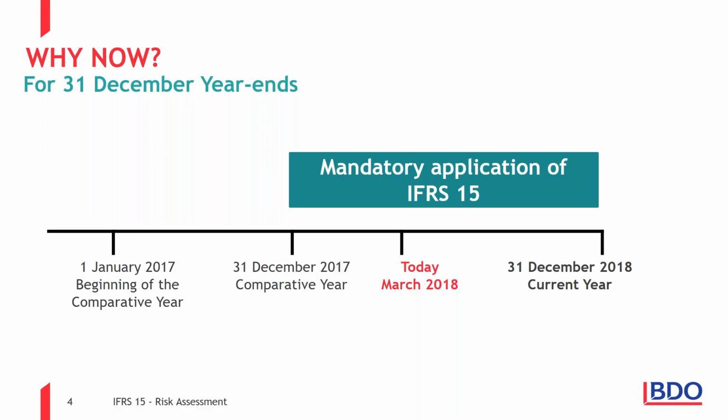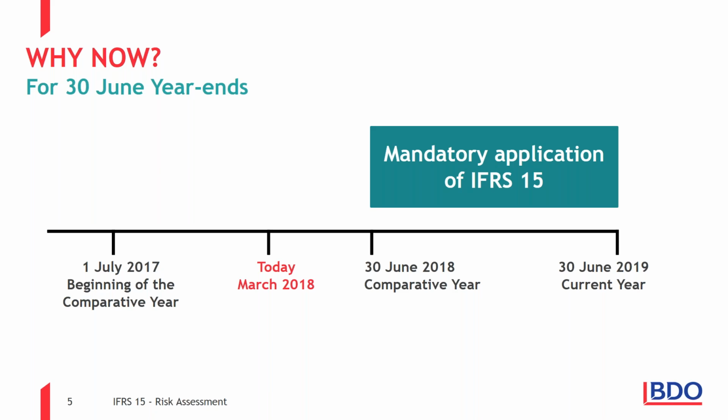As a bit of an introduction, if you've got a 31 December year end, we know you are already within the mandatory application of IFRS 15. Date of initial application for you would have been 1 January this year. And if you're a listed entity, 30 June this year, you would have to prepare your half-year results, and that half-year results would already be based on IFRS 15. However, if you've got a 30 June year end, you are heading towards the date of initial application 1 July this year. You are currently in the comparative year if you want to do full retrospective disclosure.